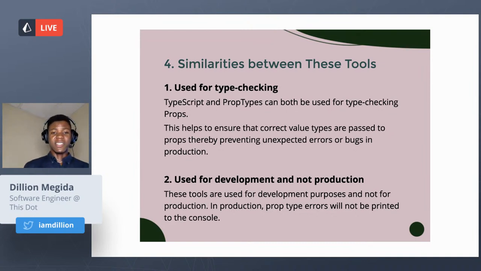And then the second similarity is these tools are used for development and not production. For TypeScript, because it gets converted to JavaScript, your production code does not have any type checking for your props. And for prop types too, they only throw those warnings during development. In production, even if you are violating a type or you are not providing a prop, you would never get those errors in the console. So those are the two major similarities between these tools.